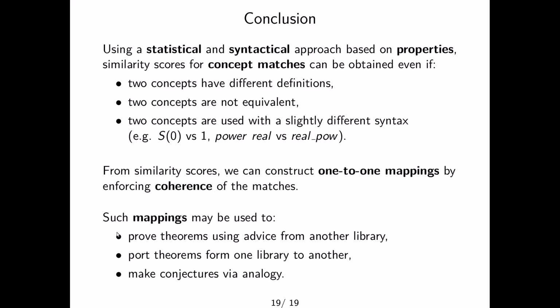And finally, such mappings can be used to prove theorems using advice from another library, or port theorems from one library to another, or you can even use the approximate mappings to make conjectures via analogy. So even if in the first case you want more exact mappings to port theorems from one library to another, in the second case you want more approximate mappings. So both kinds are good.